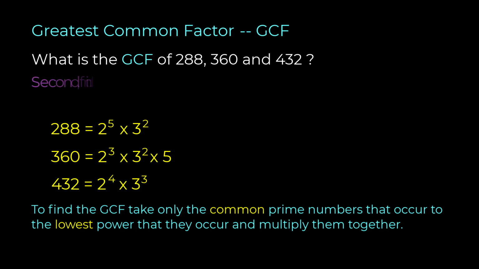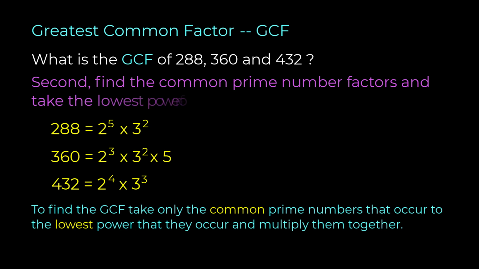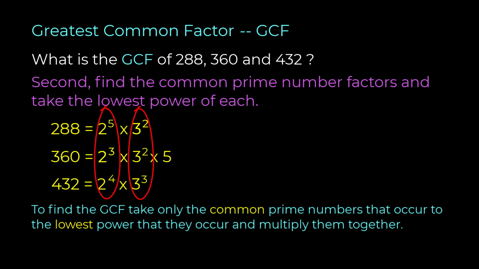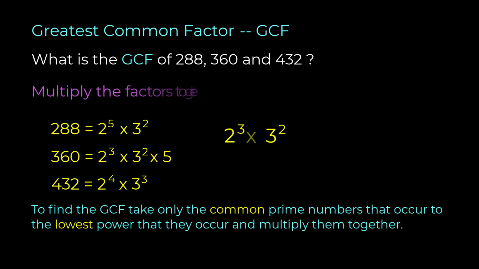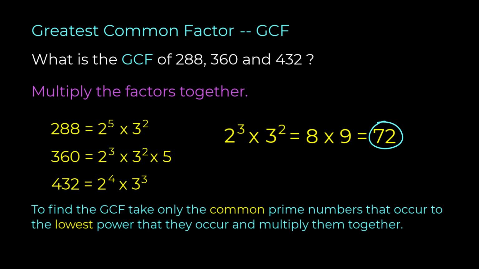Step 2 is to find the prime number factors that these three numbers have in common, and then take the lowest power that each of those prime numbers occurs. The common prime numbers are 2 and 3. The lowest power of 2 is 2 cubed. The lowest power of 3 is 3 squared. The last step is to multiply the factors that we found together. 2 cubed is 8, and 3 squared is 9. 8 times 9 is 72. The greatest common factor of 288, 360, and 432 is 72.